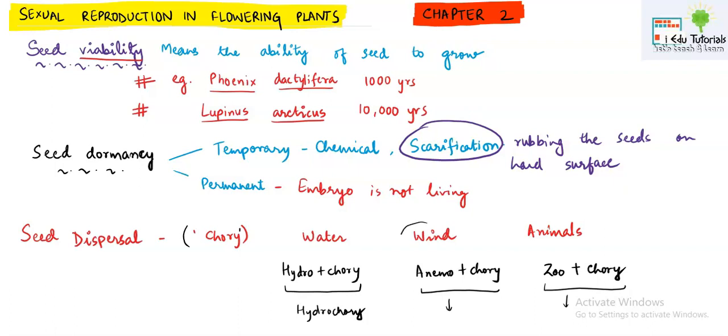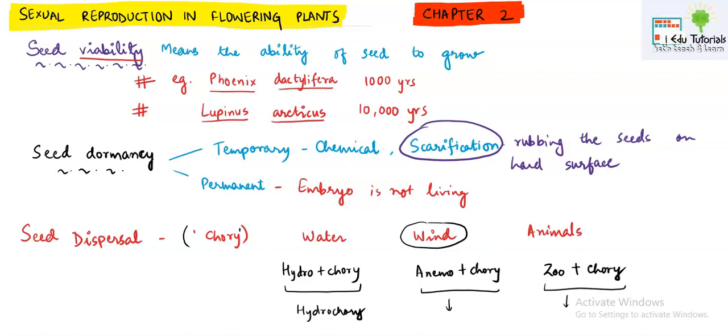Now, wind dispersal is very, very important. Sometimes seeds develop hair around their general surface. This makes the seeds light and they can easily flow with the flowing wind. Water dispersal means the seeds will be there in the water. With the flowing current, the seeds will be dispersed from one place to another and ultimately they will germinate.